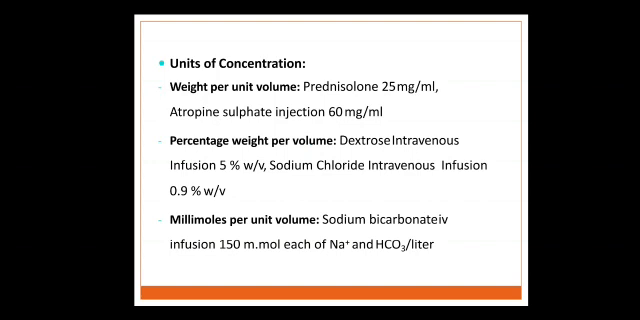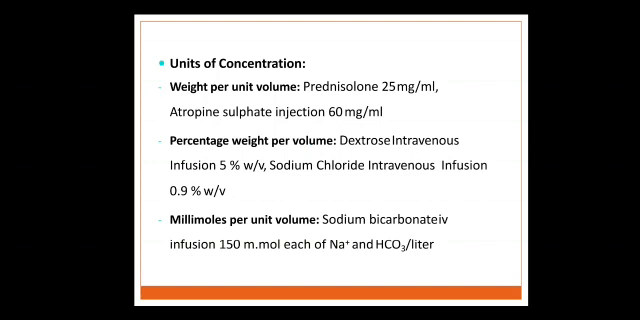The concentration of ingredients in parenteral products may be expressed in a number of different ways. First one is the weight per unit volume. Example, atropine sulfate injection, which is given as 600 micrograms per ml, or prednisolone injection, which is given as 25 micrograms per ml.